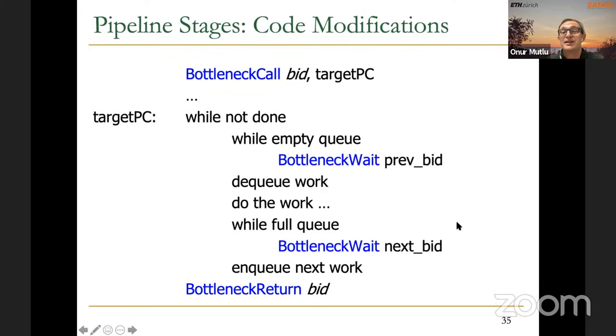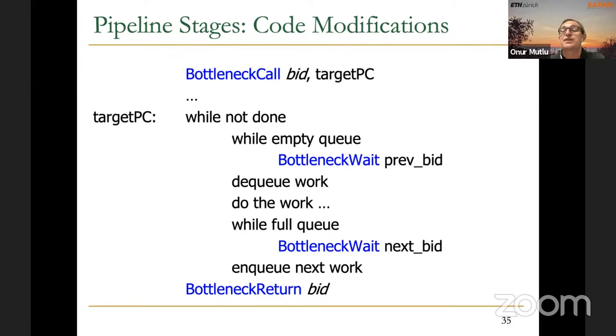You can see clearly that you dequeue the work, do the work, and you enqueue the next work. And you may have a bottleneck in the previous stage. If your queue is empty, you're waiting for the previous bottleneck ID, and you're incrementing the waiting cycles for the previous bottleneck ID. If you have a full queue, which means that the next stage is the bottleneck, so you increment the waiting cycles for the next bottleneck ID.